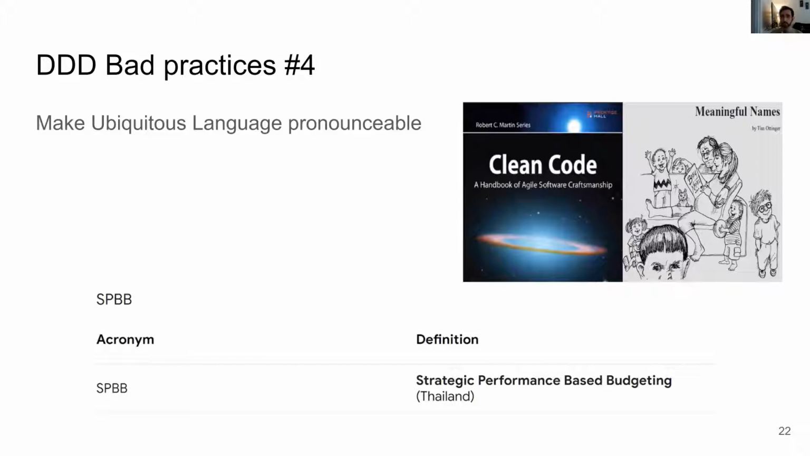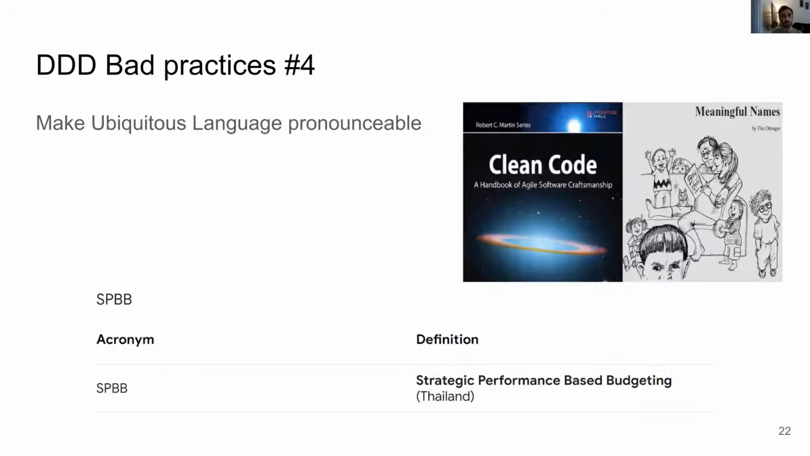I hope most of you know the Clean Code book made by Robert C. Martin, known as Uncle Bob in the virtual life. In this book, we have a chapter about meaningful names. In this book, we say that if you have some unpronounceable words, you should translate them. That's not really true, because imagine if you have the SPBB term, that means strategic performance-based budgeting in Thailand. You will not translate it.